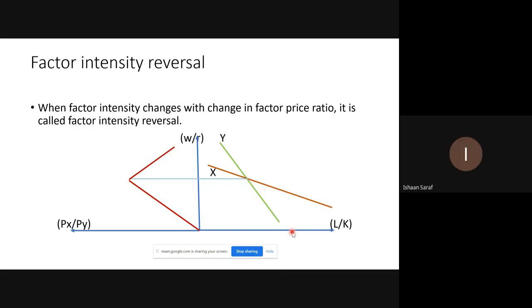And ma'am, which one is becoming labor intensive, X or Y? Like which one is the new invention? Y. Okay, ma'am.